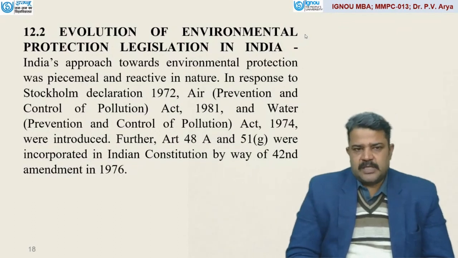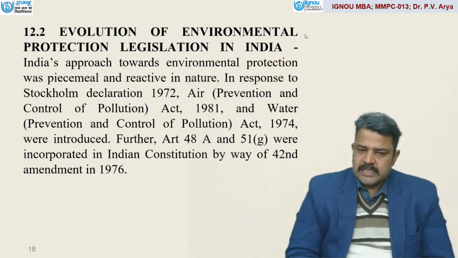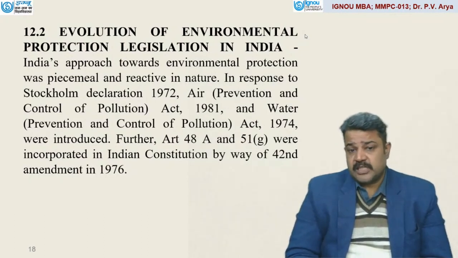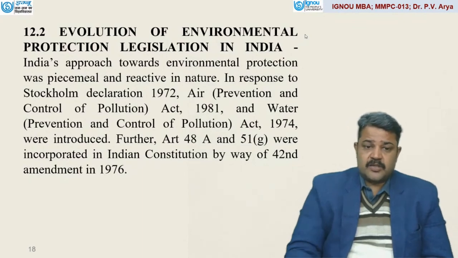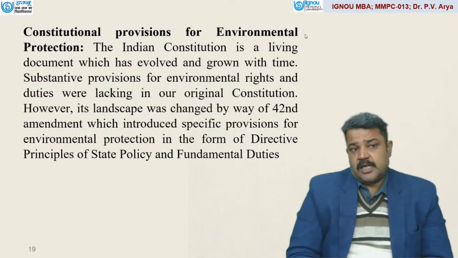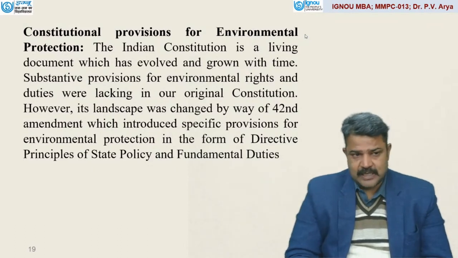Well, over the period of time, there has been an evolution of environmental protection legislation in India. And we can see the Air (Prevention and Control of Pollution) Act 1981 and the Water (Prevention and Control of Pollution) Act 1974 were introduced. Further, Articles 48A and 51A(g) were incorporated in the Constitution by way of the 42nd Amendment in 1976. Well, there are constitutional provisions for environmental protection, and you can see the Indian Constitution may be considered a living document which has evolved and grown with time.